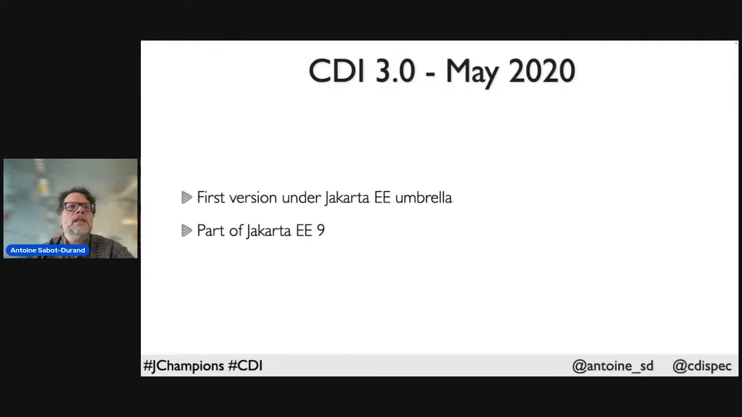CDI 3 was mostly a port to the new Jakarta EE packaging. So as you may know, the migration from Oracle to Eclipse was a bit hard, and most of the change that had to be done in the first version of CDI, as it was the same for other specifications, was to change the javax package to the jakarta package. So that was the first version, part of Jakarta EE 9.